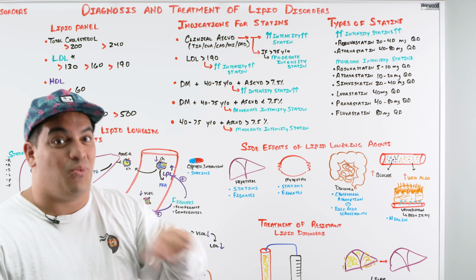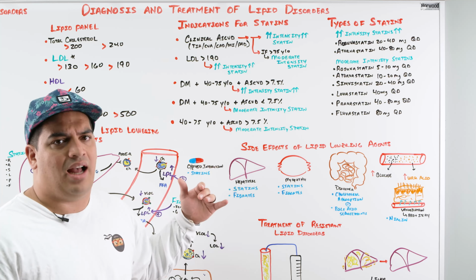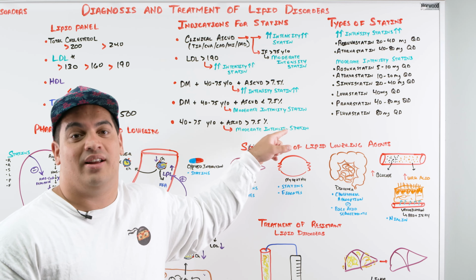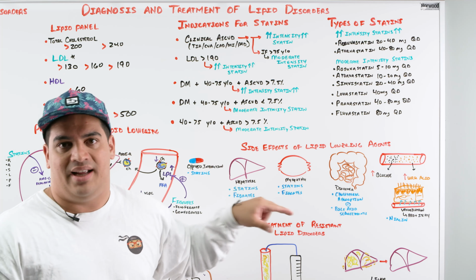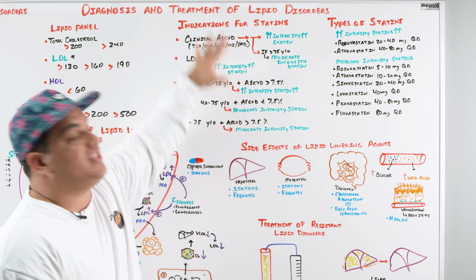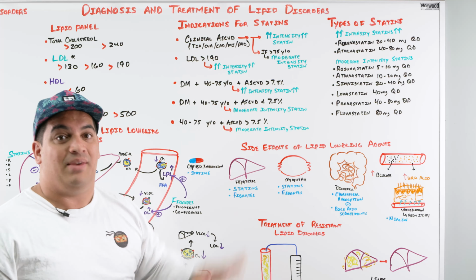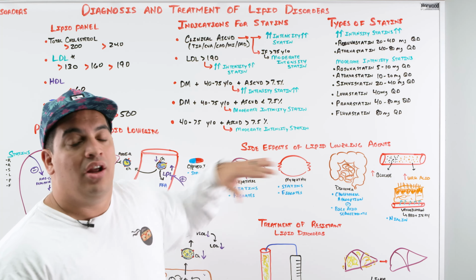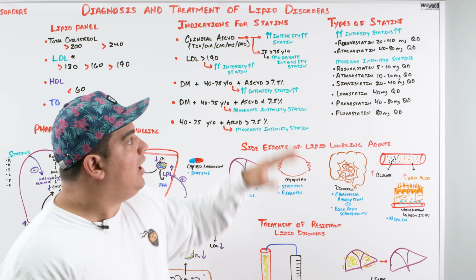The last thing is, what if they're 40 to 75, don't have diabetes, but their atherosclerotic cardiovascular disease risk is greater than 7.5%? It's a moderate intensity statin. So remember, this is super important for your exam. You have to know these. Now the question is, what the heck is a high intensity statin and what the heck is a moderate intensity statin? I'm glad you asked.